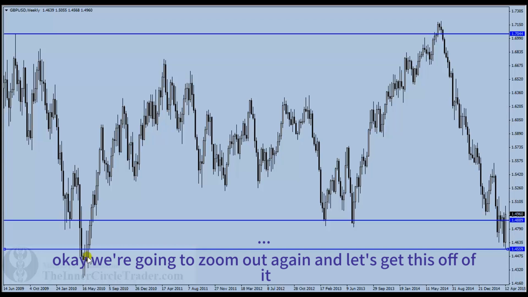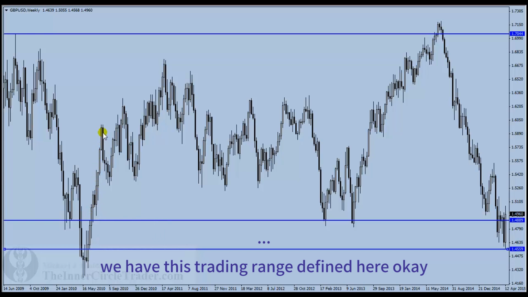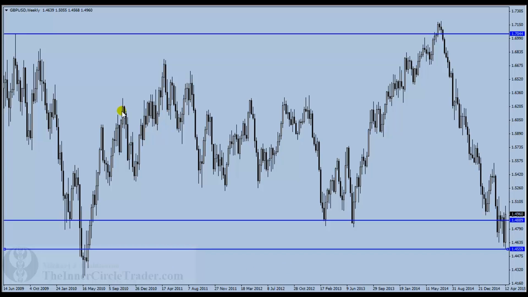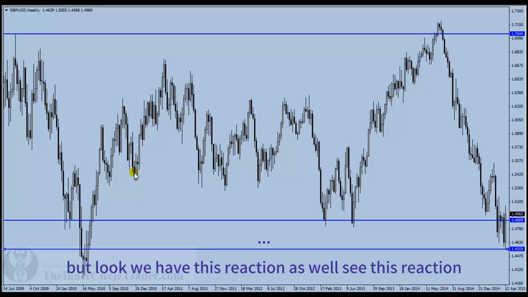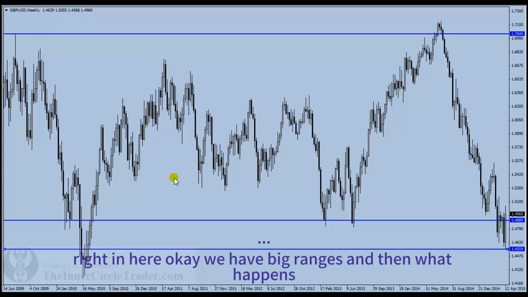Okay. We have big ranges, and then what happens? We go into small ranges. What's the small range going to create? Big ranges. Okay. And then we have a down candle, range expansion again, retracement, small ranges, big ranges, retracement, big ranges, small ranges. Then what's going to happen? Big ranges.